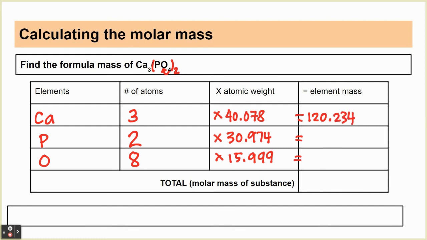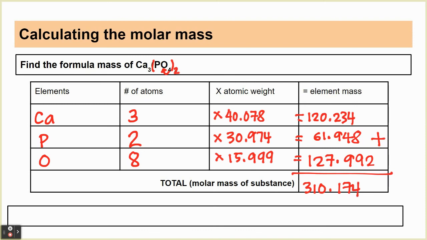Okay. For P, it's going to be 61.948. And then for O, it's going to be 127.992. You see it? All right. Now what do you do? Again, the final answer, you add them all up, and it's 310.174.